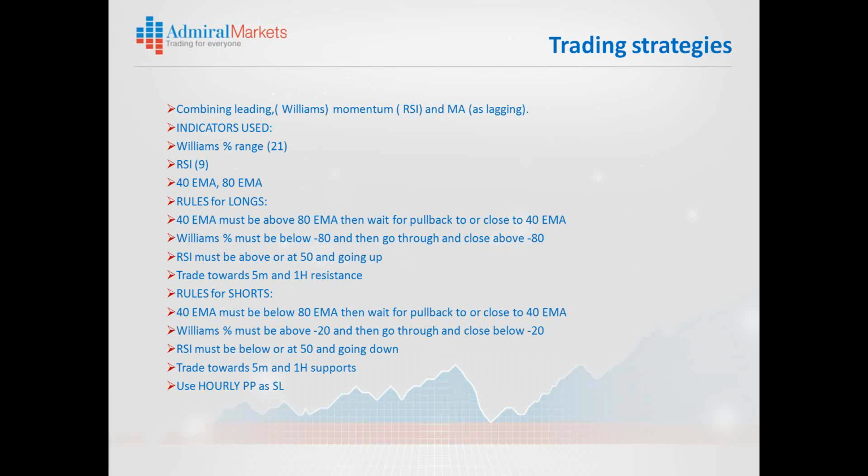Then we will have rules for longs and shorts. Rules for longs are: 40 EMA must be above 8 EMA. Then we wait for a pullback to or close to 40 EMA. Then the Williams indicator must be below -80 and then go through and close above -80.